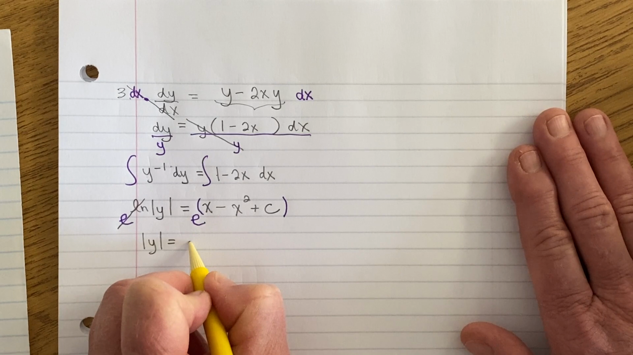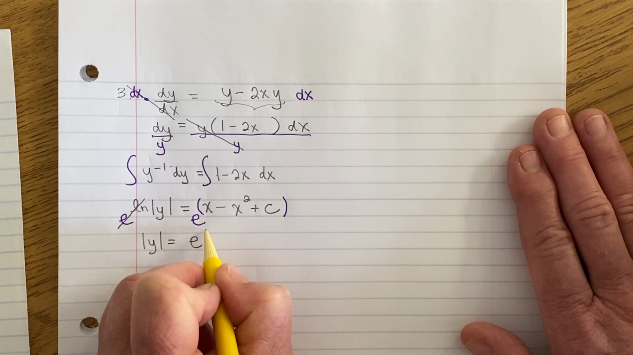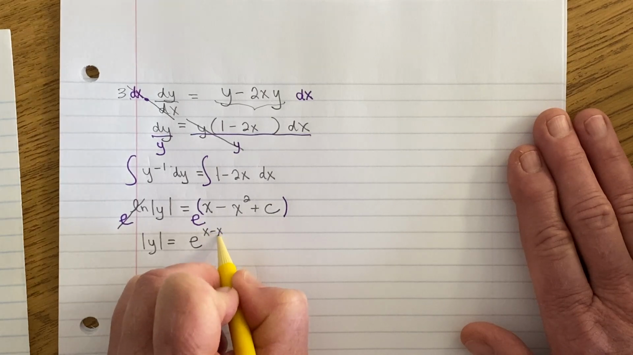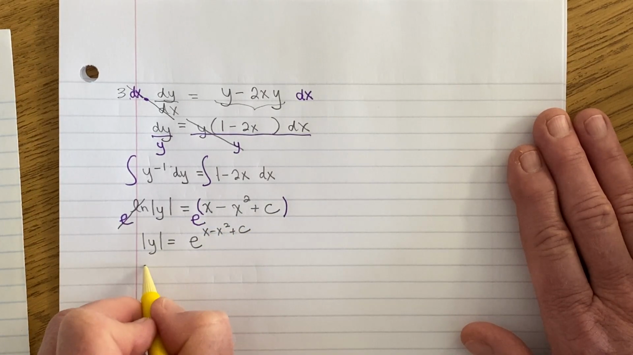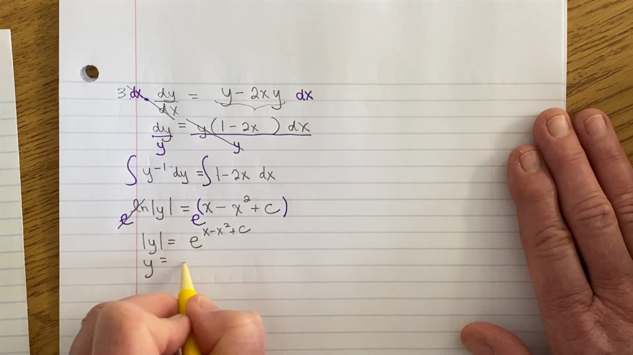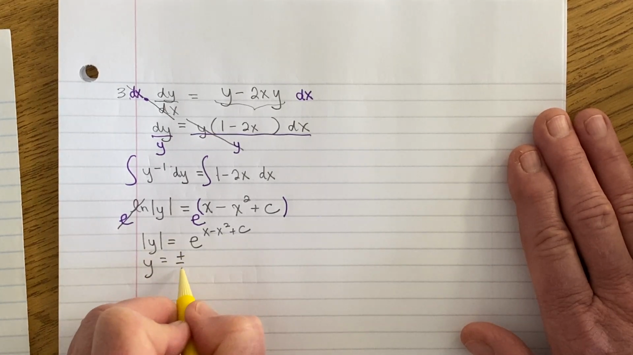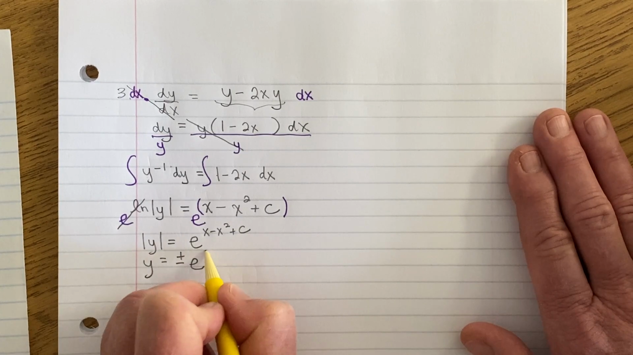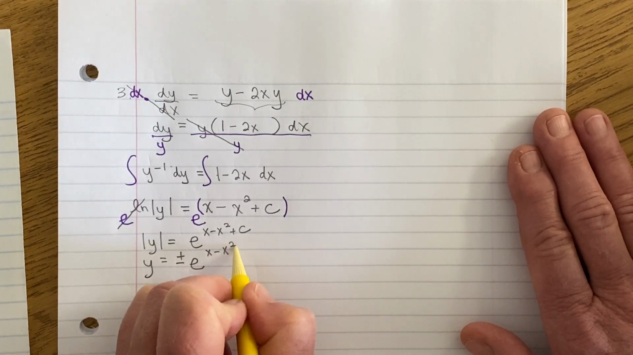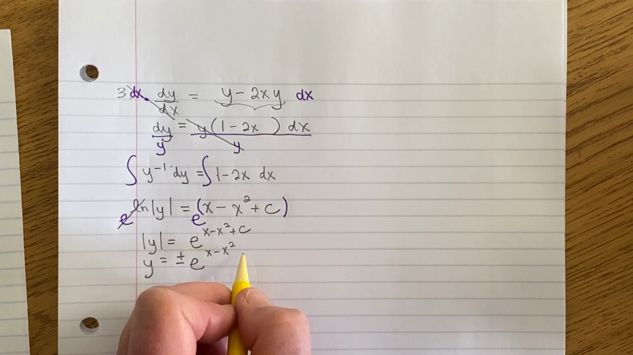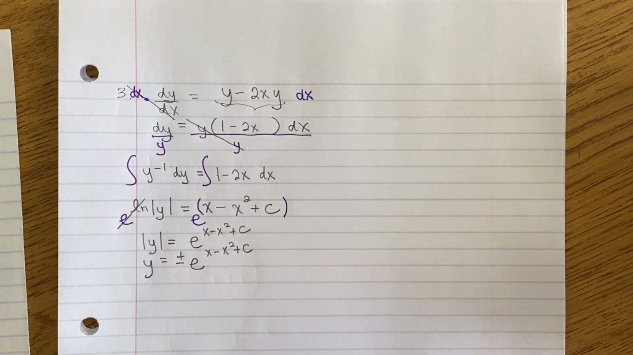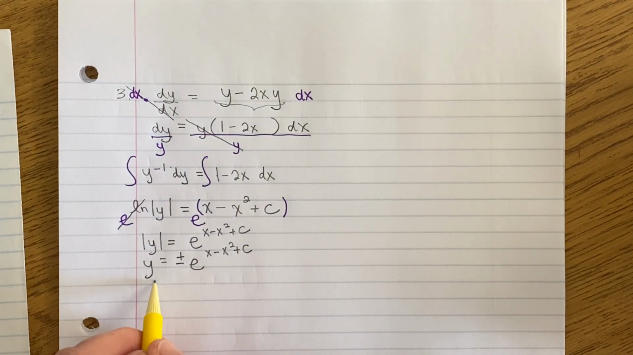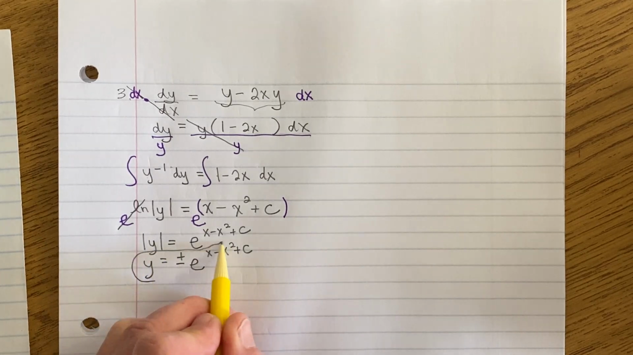equals. Now, let me go ahead and write this down. This is e raised to the x minus x squared plus c. I can remove the absolute value. So either my solution is the positive or the negative e branch, and I wouldn't know that unless I knew what the value of the initial condition was. I wouldn't know that unless I was given a point. So this is definitely one good valid answer right here.